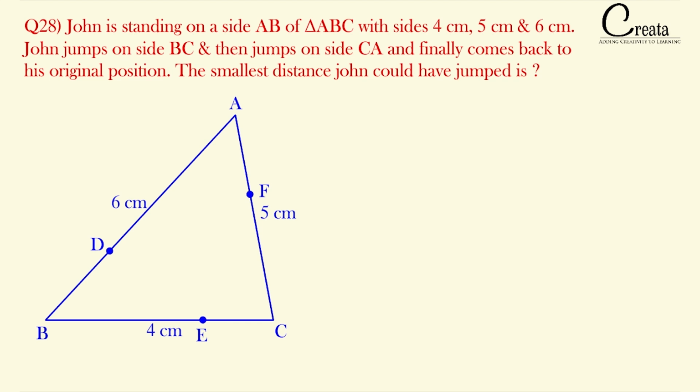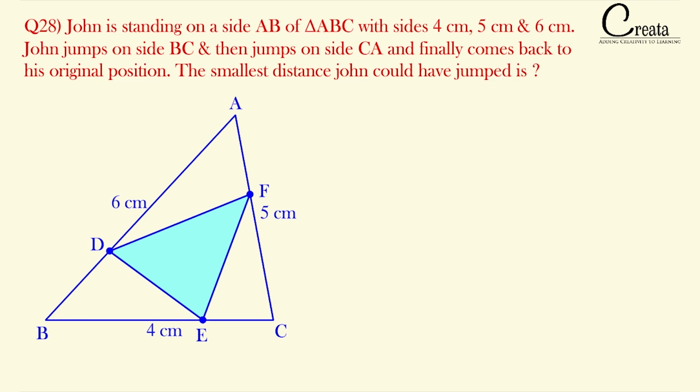Moving further, are you able to observe that the distance John has traveled is in a triangular form? Basically, DEF is also a triangle. ABC is a triangle and inside this triangle ABC, the triangle DEF is formed. And we have to calculate the smallest perimeter of this triangle DEF.